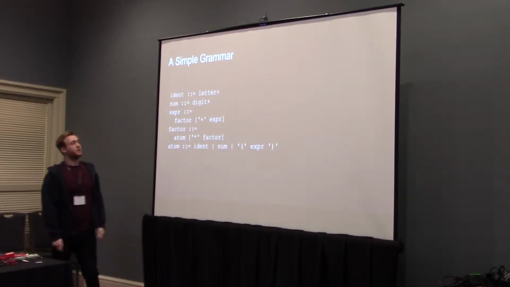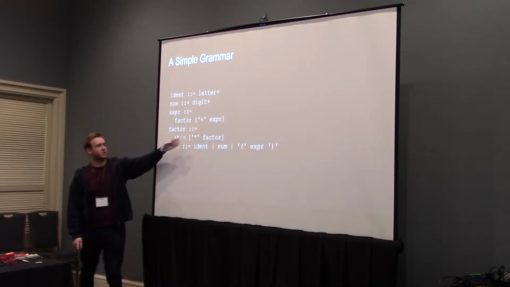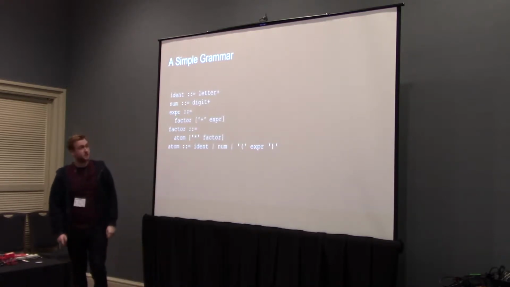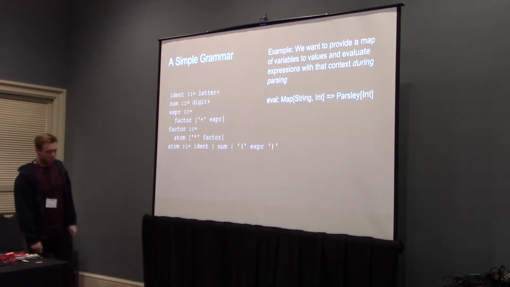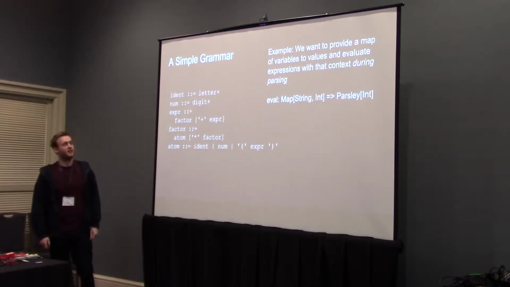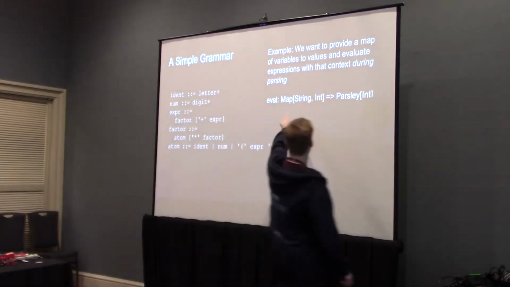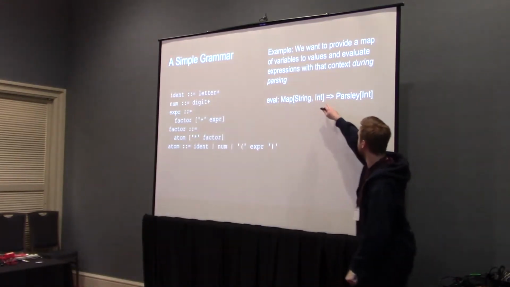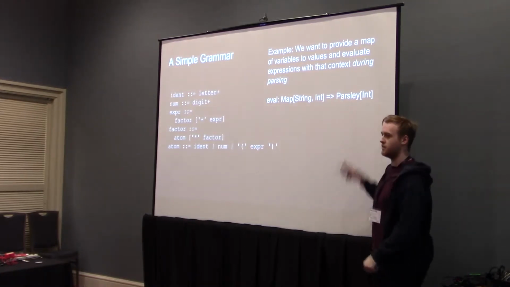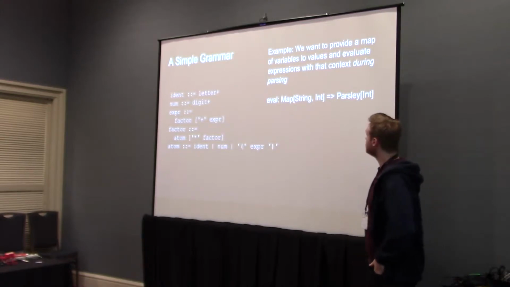So let's change it to be more like this. We read a factor and optionally read a plus and another expression, and similarly for factor. And to be a bit more interesting, instead of just building your usual AST over this thing, I'm going to take a function that, when it consumes a map from variables to their values, will produce a parser that can actually evaluate the expressions that it reads.